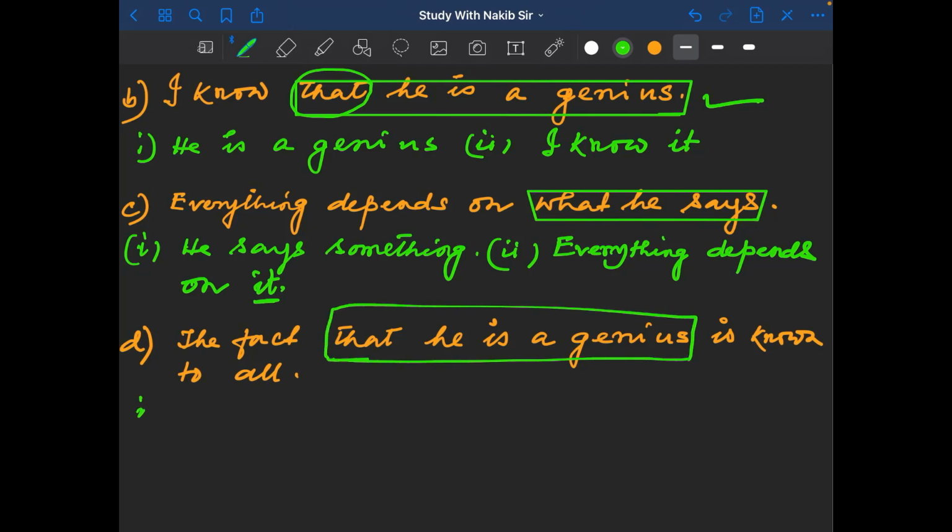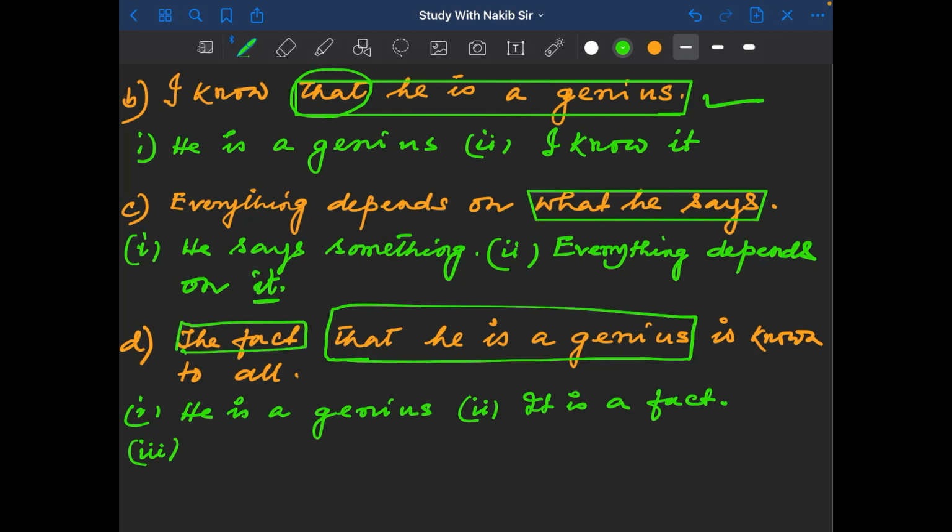See, number one, he is a genius. That will be out because it is a conjunction. So, he is a genius. Number 2, it is a fact. You can make one sentence for the noun, it is a fact. And number 3, you may write fact is out, so this space is blank, and for this blank space use it. So it is known to all.